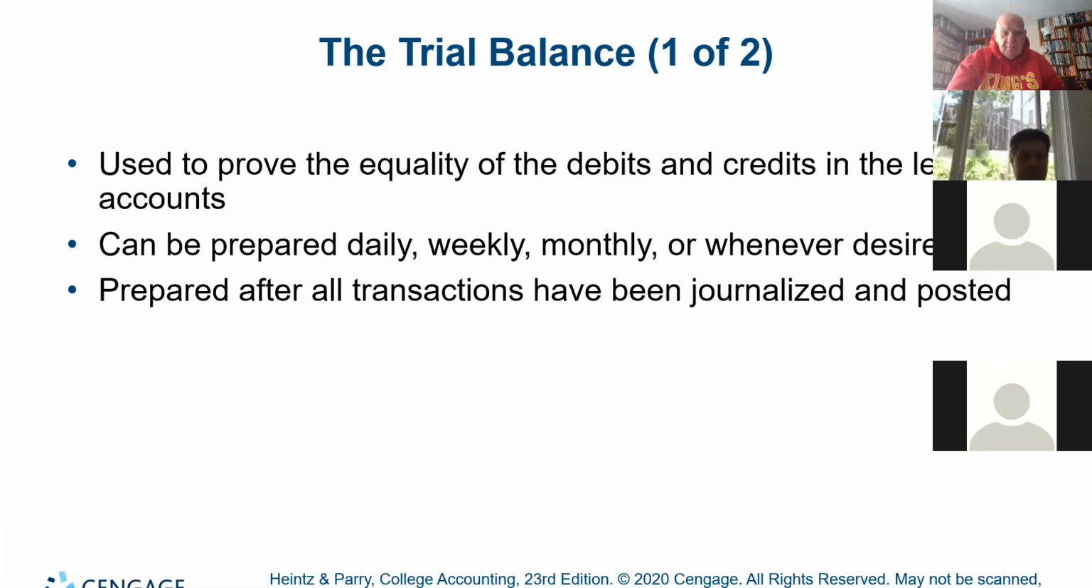And we introduced the trial balance in chapter 3. The trial balance is just a listing of the debits and credits in chart of accounts order, and that's very important. And all this report does for us is tell us that debits equal credits. That's all it does.